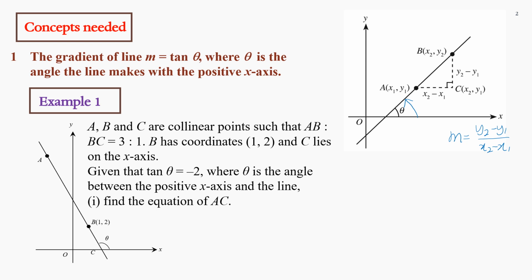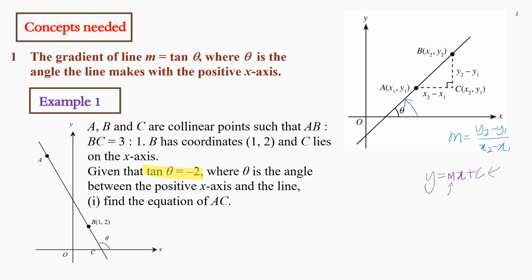Right, so to find the equations of the AC, we all know we need to have the gradient. The general form of a straight line equation is y equals to mx plus c. So basically, I need to know the gradient, and I need to know one point to substitute into this y equals to mx plus c to find my y-intercept. So what is the gradient of this line AC?